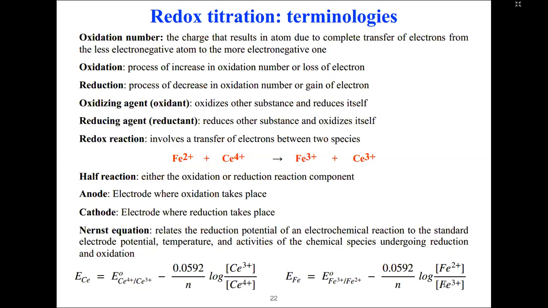Now just remember that if you look at the given equation, however, the iron changes its oxidation number from 2 plus to 3 plus. 3 plus is the product and 2 plus is the reactant. However, the equation given here is the reduction potential. So we are always focusing on the reduction side, okay? Not what is in the equation, what is in the chemical reaction. Okay, just remember these two, the way these equations are written.